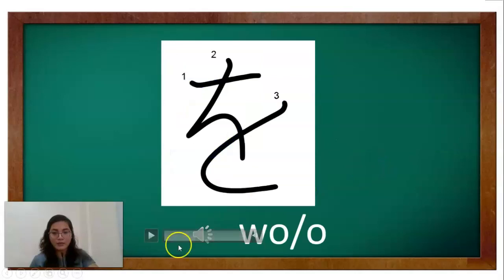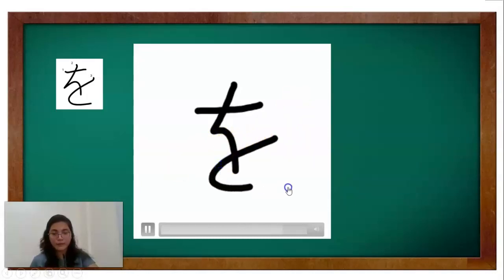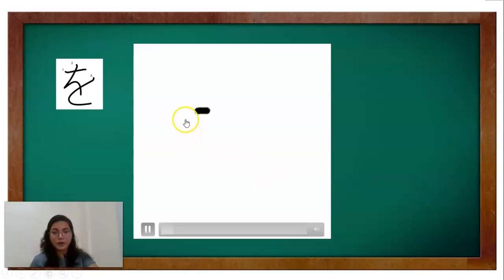Okay, next up, o. Okay, o has 3 strokes. 1, 2, and 3. Okay, let's try it again. 1, 2, and 3.